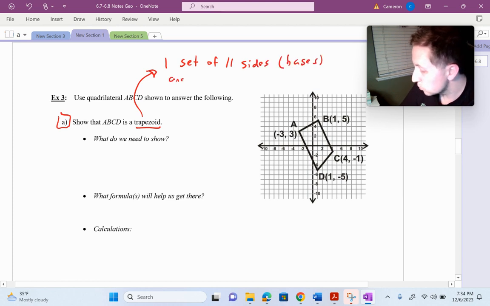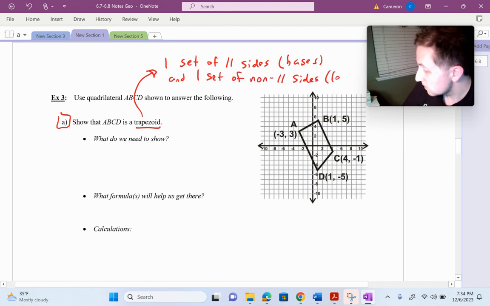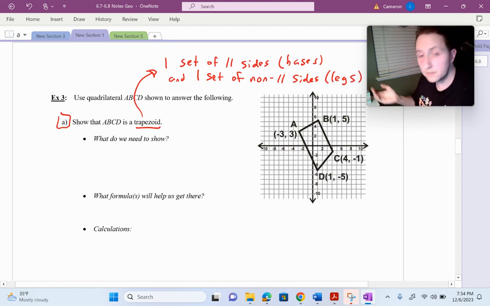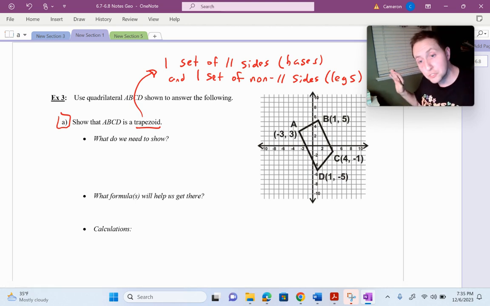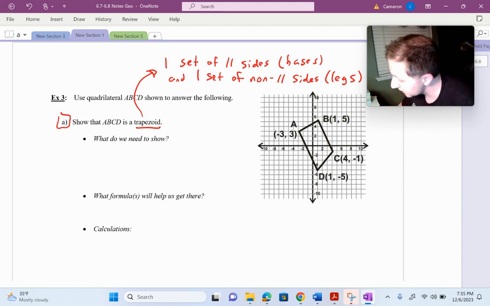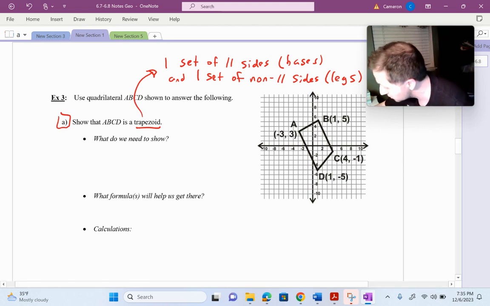And one set of non-parallel sides. Those are the legs. And so what I'm going to have to show is that one pair of sides is parallel, but I'm going to have to also verify that the other set of sides is not parallel. I can't just assume that. I have to show that. Looking at the picture, I can kind of get an idea for which ones appear to be parallel.